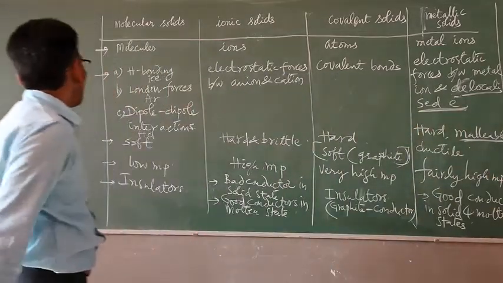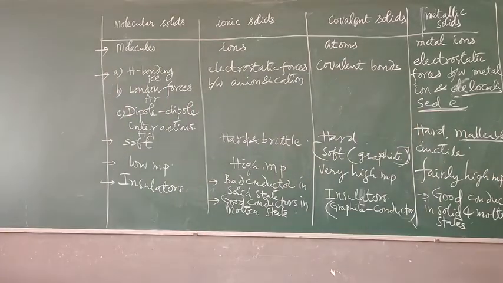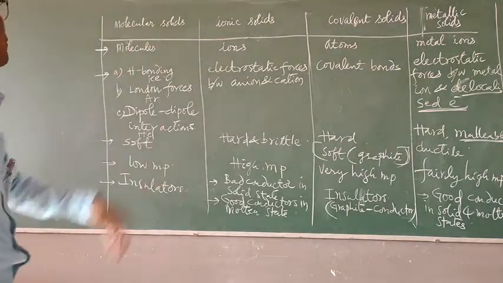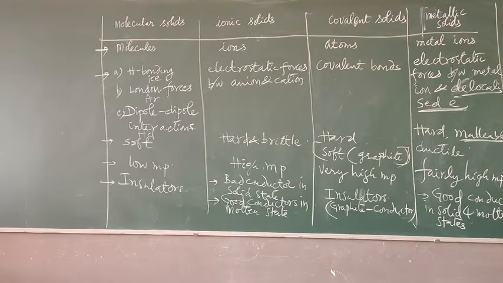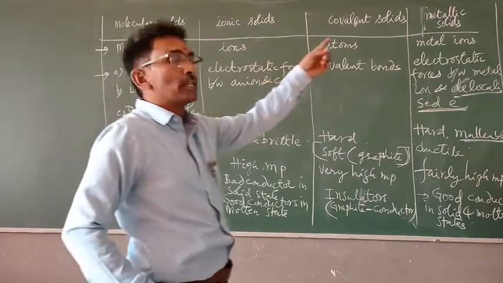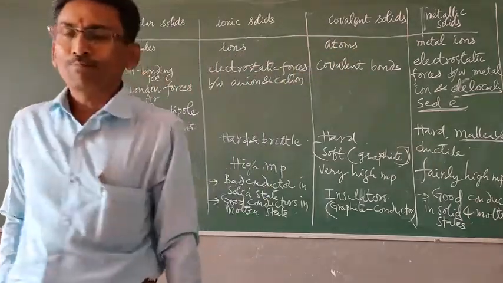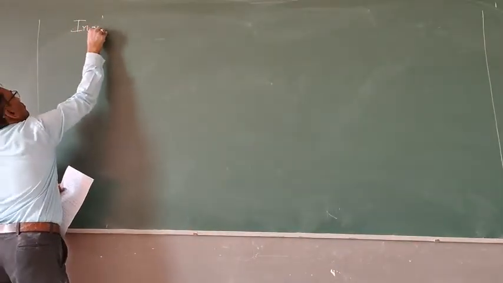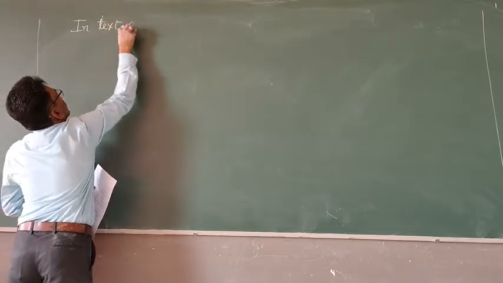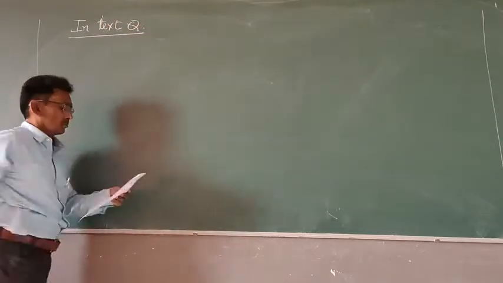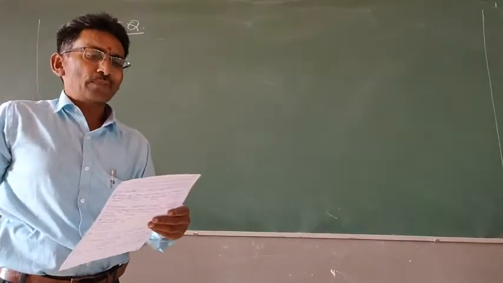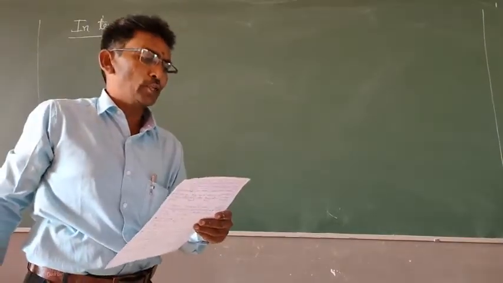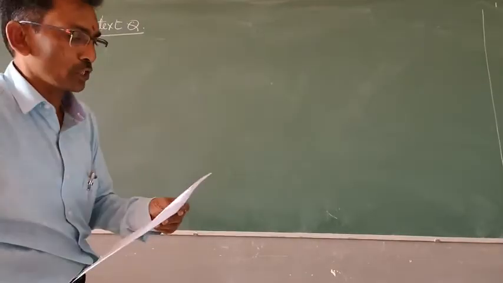Okay, these are the properties in front of you to describe the differences among molecular solids, ionic solids, covalent solids and metallic solids. Here are some in-text questions to answer. Classify the following solids based on the nature of intermolecular forces.